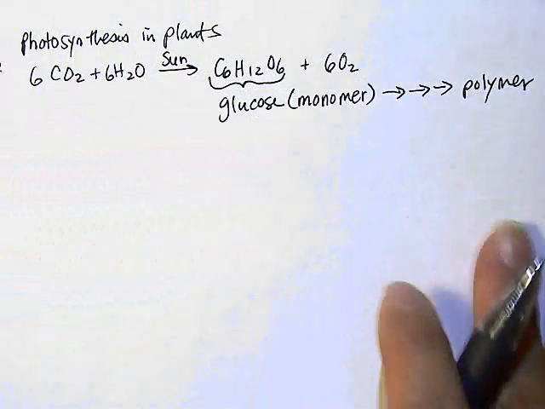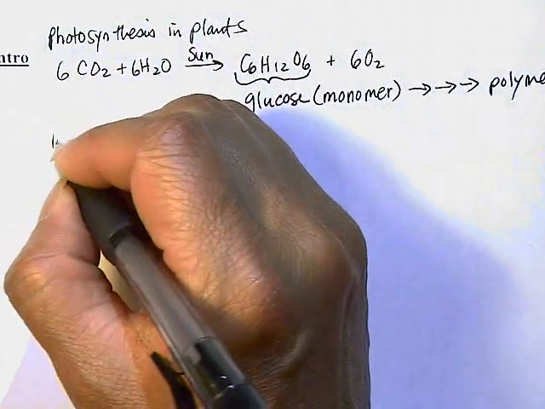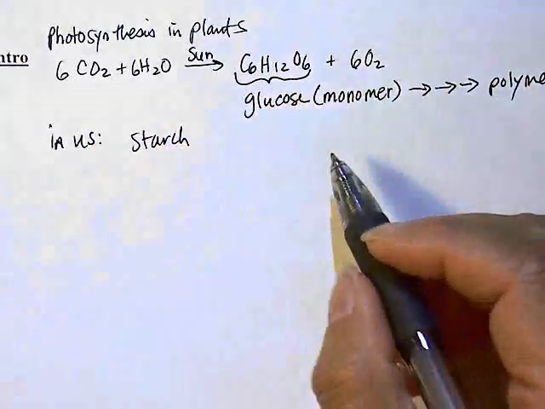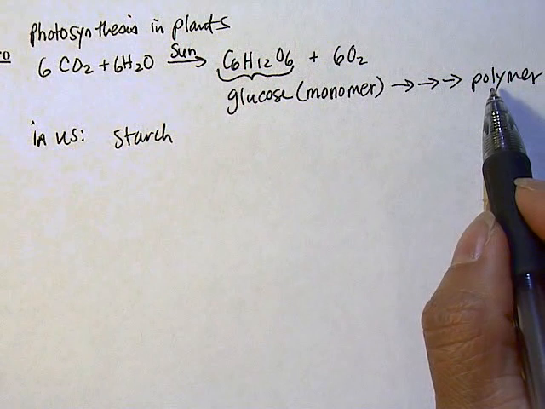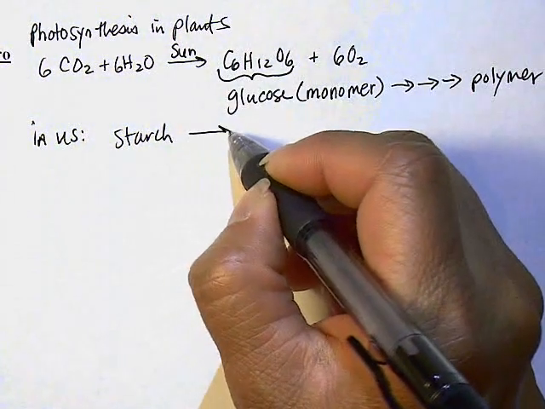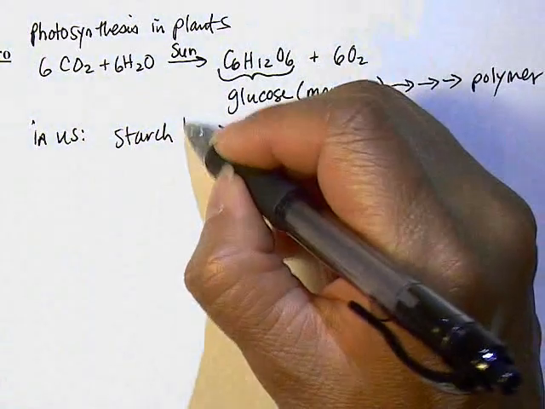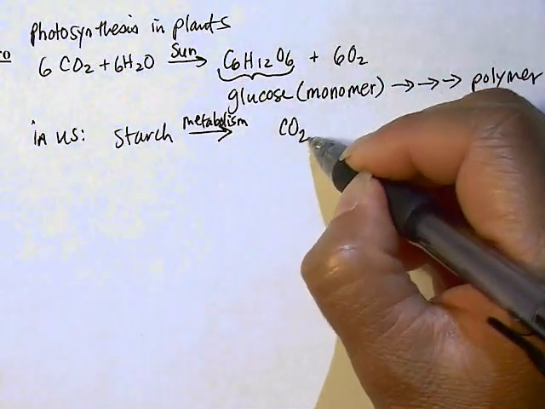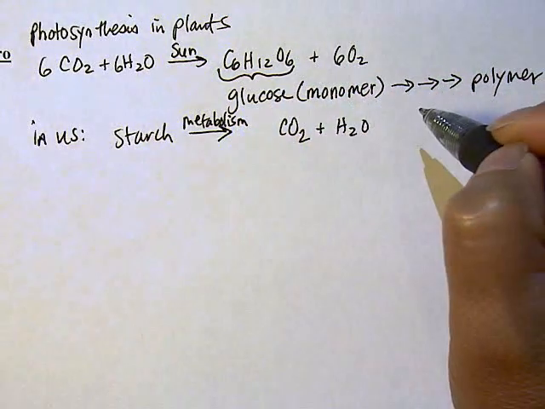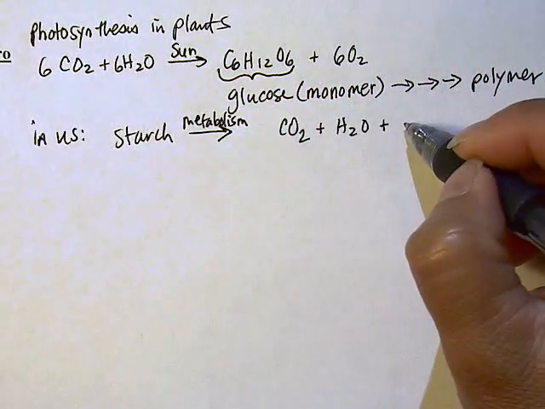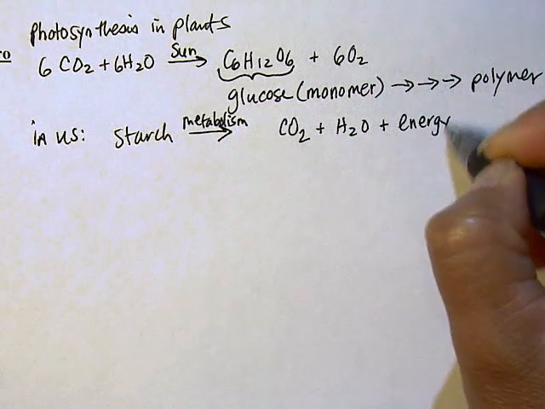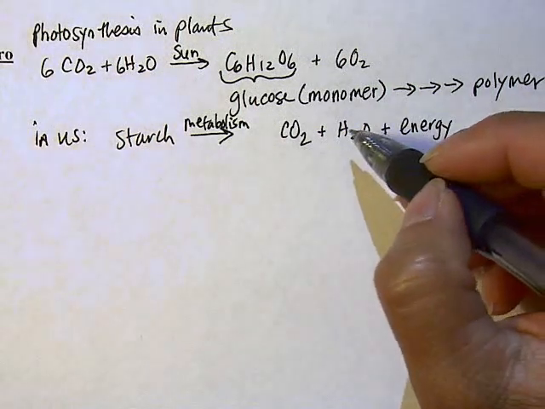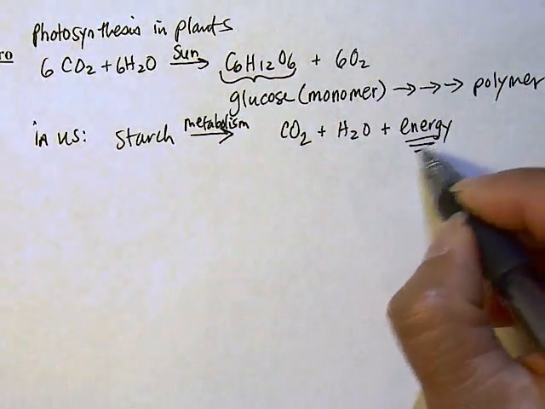So in us, what we do is a reverse reaction. We take starch, which is a polymer of glucose, and we break it down in metabolism in our body, and we produce carbon dioxide and water. And from this reaction, we get energy out of this. That's what we need to eat. And when we eat, our body metabolizes and gives us energy.